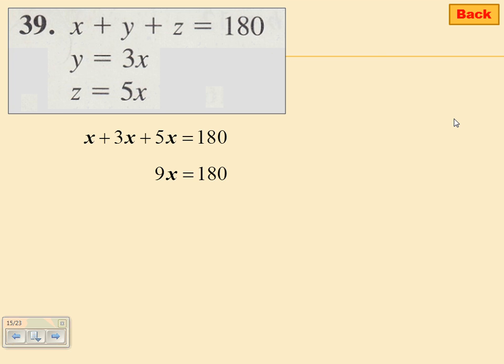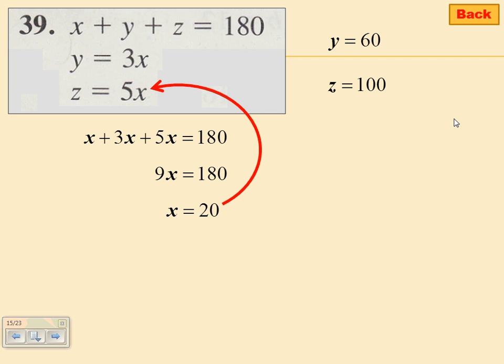Divide both sides by 9. So I get x equals 20. I'm not done yet, guys. I still have to find y and z. So I'm going to plug 20 into y equals 3x. As a result, I get y equals 60. I will again plug x equals 20 into z equals 5x, and I get z equals 100. The way you would write that is in alphabetical order in parentheses, but with three things: (20, 60, 100). And that's your answer for number 39.